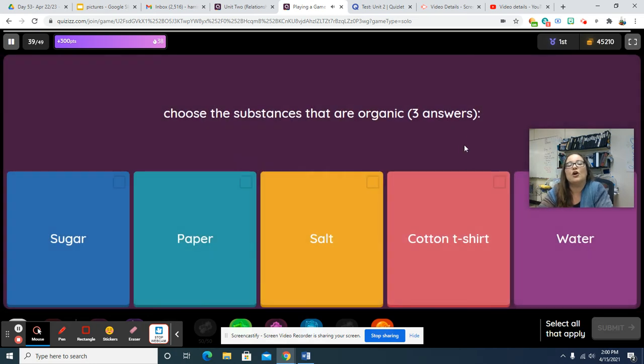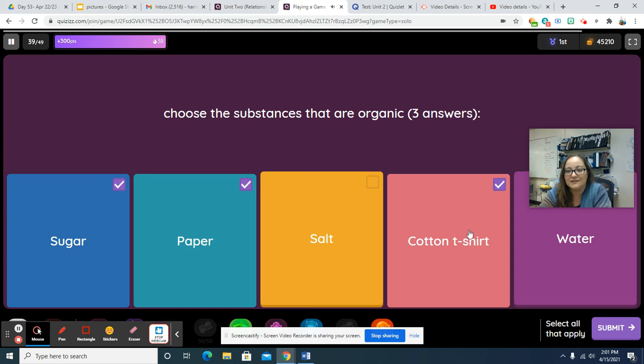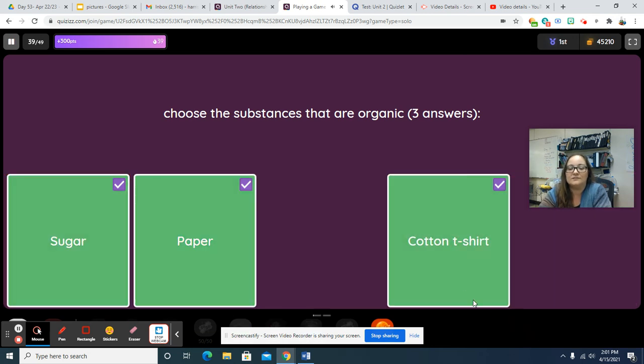Choose the substances that are organic. So these are going to be things that have carbon in the chemical formula. Living things are made from living things. So sugar, paper, and cotton are all organic.